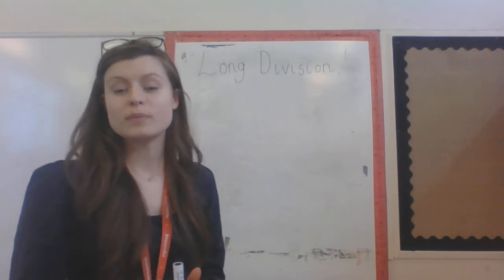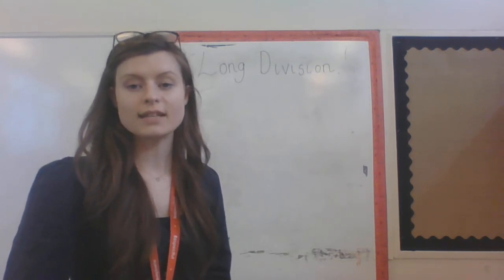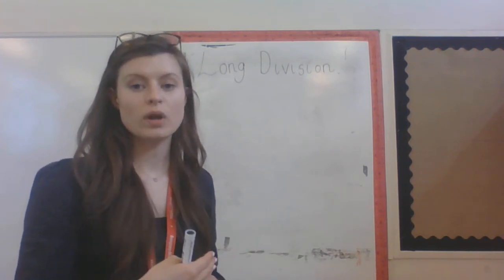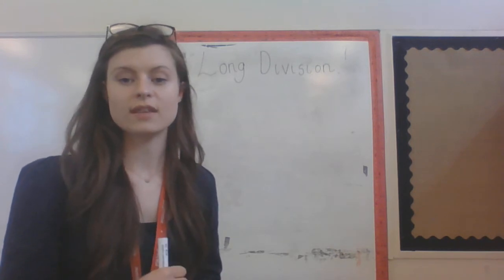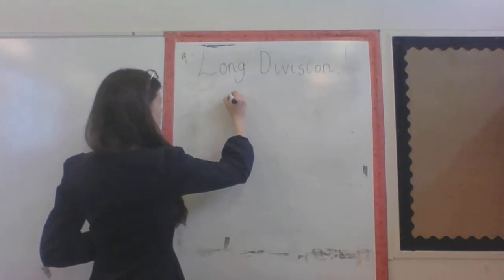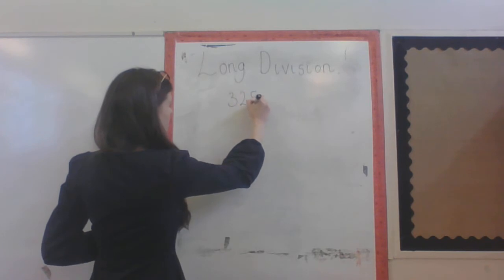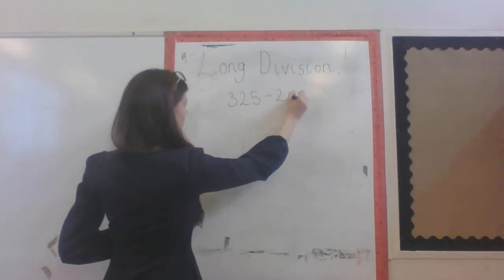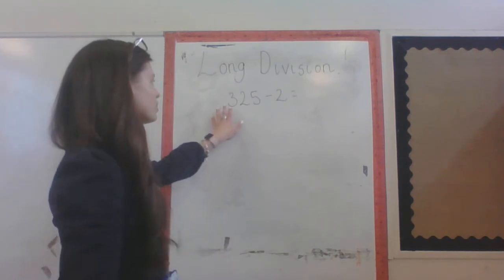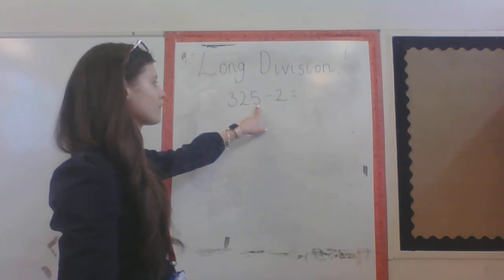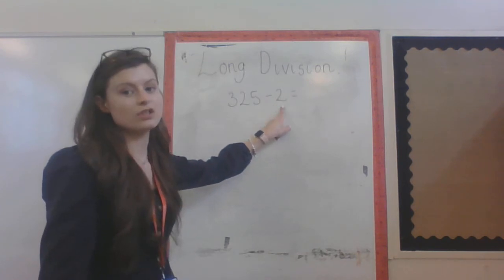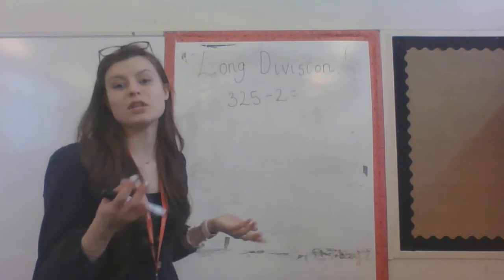But today, I'm going to be using Numicon to support our understanding of why we're carrying over, maybe from the hundreds to the tens, or the tens to the ones, and then why we might have remainders. So our problem today is 325 divided by 2. This problem could really be whatever you wanted. So it might be, I've ordered 325 pencils and I'm sharing them between 2 different classes in the school.